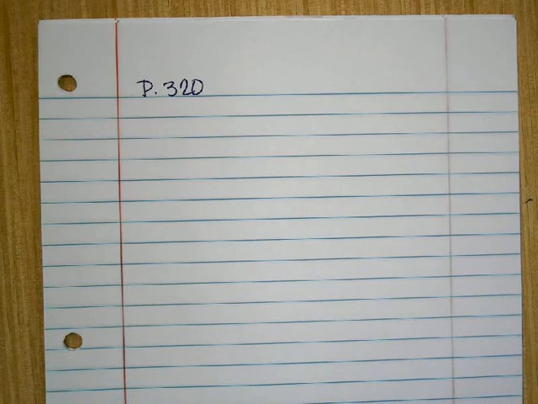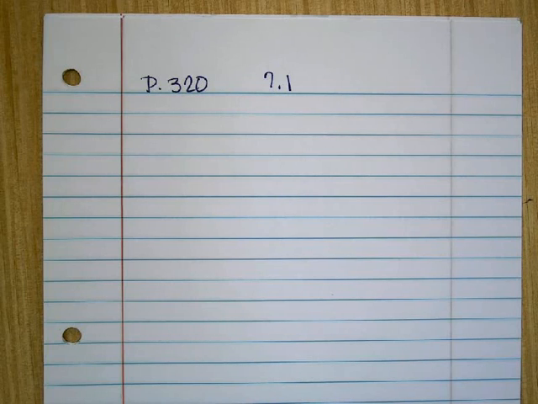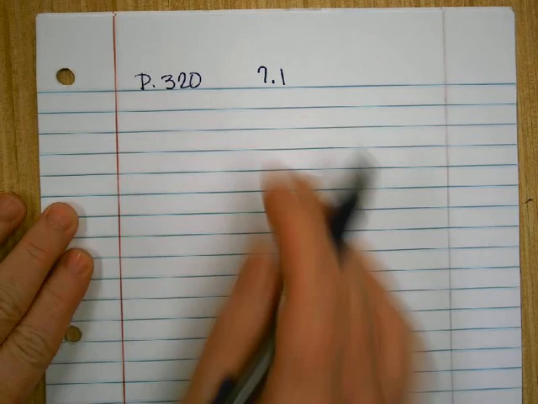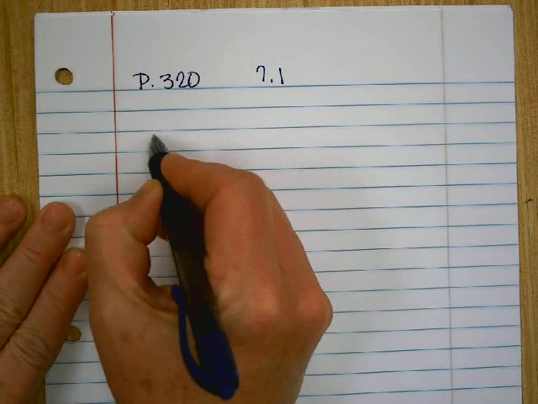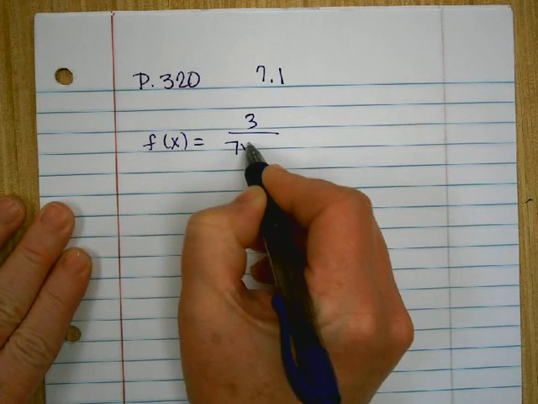On page 320, this is section 7.1. It says finding numbers that are not in the domain of the rational functions. So what do they mean by that? f of x is equal to 3 over 7x minus 14.